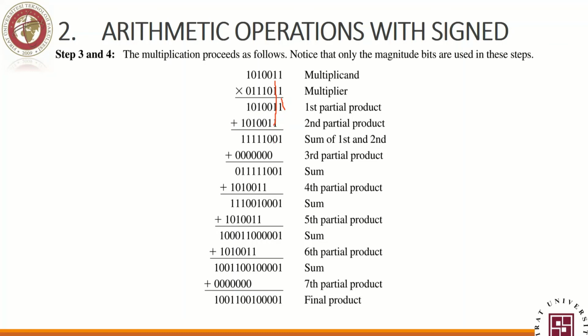1 plus 1 is 0 with 1 carry. 1 plus 0 is 1. Plus 1 is 0 with 1 carry. 1 plus 0 is 1. Plus 0 is 1. 1 plus 0 is 1. 0 plus 1 is 1. 1 plus 0 is 1. And 1 also will be dropped down. There is no addition here. You can consider 0. 0 plus 1 is 1.